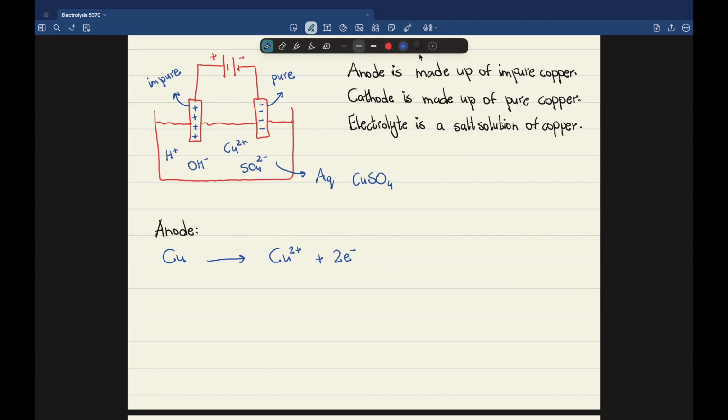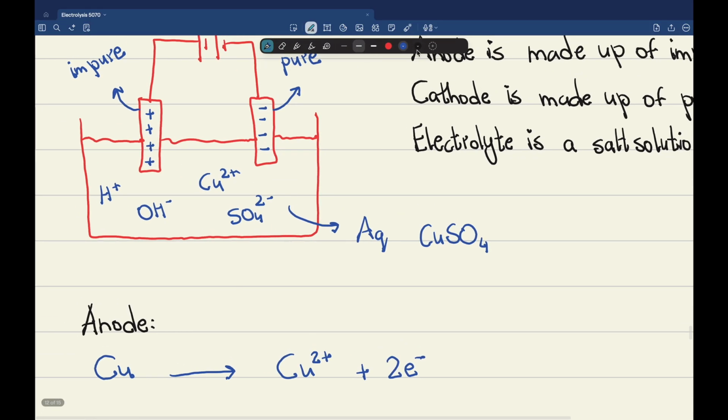Okay, let's talk about the cathode for a moment. At the anode this will happen, right? Let's talk about the cathode. Now the story at the cathode is pretty similar to what we have discussed earlier.